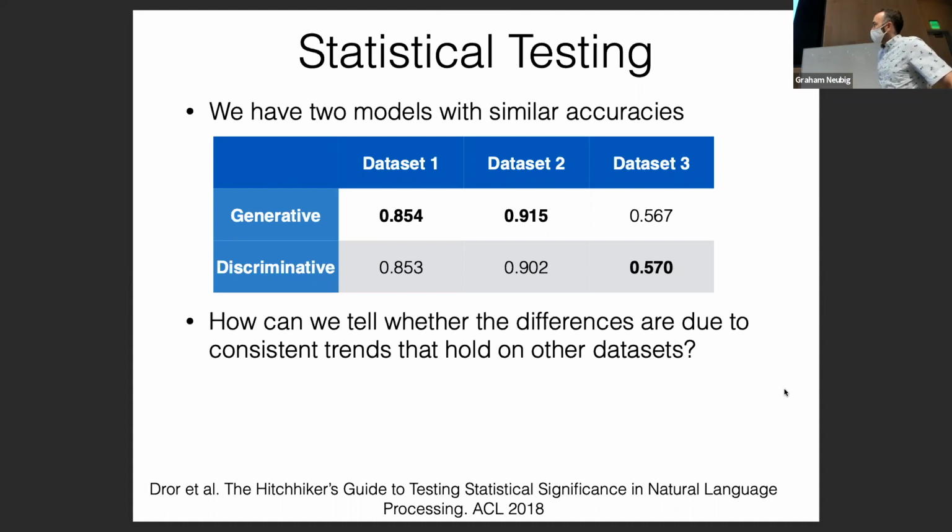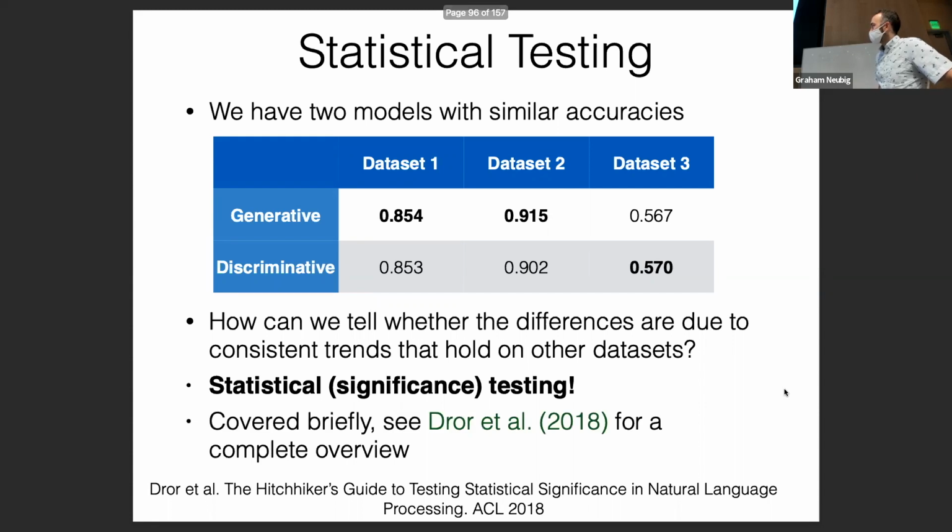If you reran it with different data, you would get a different answer. So how can we tell whether the differences are due to consistent trends that might hold on other data sets, even data sets that are created using the exact same methodology as the data set that we have here? And the answer is statistical testing, or statistical significance testing. I'm only going to cover it very briefly now, but I have a reference here if you'd like to learn more. It's called The Hitchhiker's Guide to Testing Statistical Significance in Natural Language Processing. So you can take a look at that if you'd like.